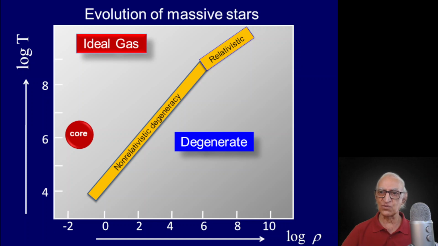So now let us look once again at the log T log rho plot. Previously we were looking at log P, pressure versus log rho. Now we are looking at log of temperature versus log rho. This is the non-relativistic degeneracy pressure line. This is the relativistic degeneracy pressure line. Density to the power 5 by 3, density to the power 4 by 3. To the left, gas is classical. To the right, gas is quantum mechanical.